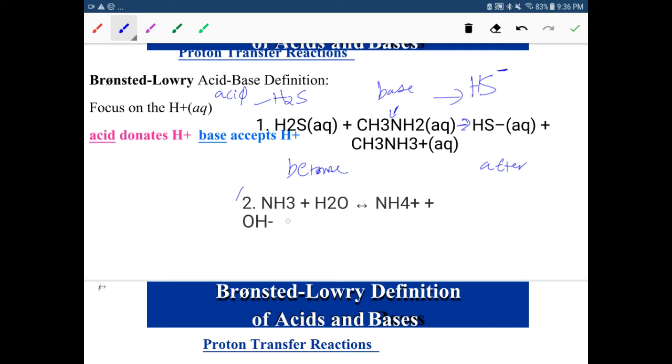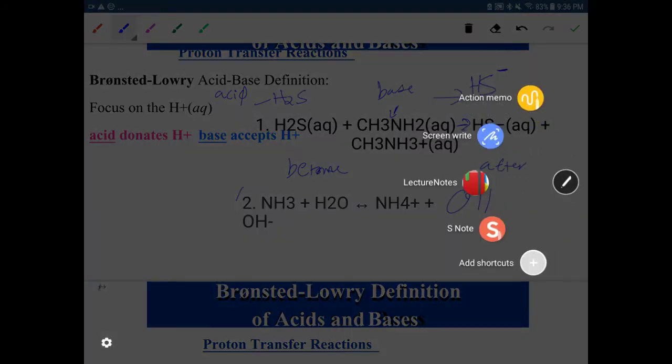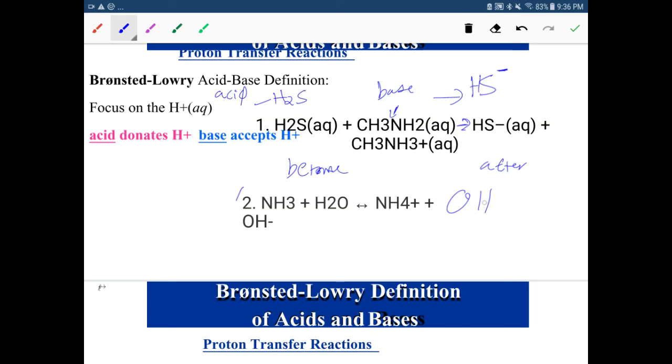Number 2, you have NH3 plus H2O producing NH4 plus and OH minus. The same way here, NH3 in the reactant side becomes NH4 plus. Right away, what's the difference between these two species? The difference is that NH3 gained an H plus to become NH4 plus, telling you that NH3 accepted an H plus. Since it accepted an H plus, or a proton, it's the proton acceptor, the H plus acceptor, so it's going to be the base.